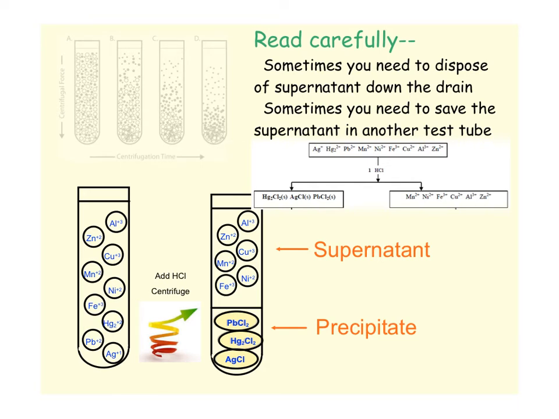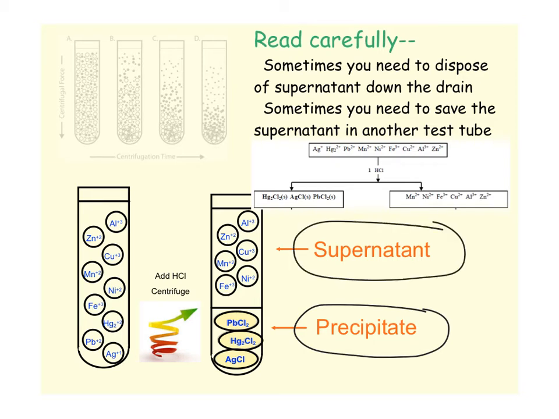As you're doing this lab, you're going to see some vocabulary. One word you're going to see is precipitate. This is the solid that forms at the bottom. But another word you might see that you're not familiar with is supernatant. And this is the liquid above the precipitate. So after you centrifuge, you'll often have liquid on top and solid on bottom. And sometimes it's going to ask you to just dispose of the supernatant, like just dump it down the sink. But other times you're going to need to save it. So make sure you're reading carefully what you're supposed to do with that liquid on top, because that liquid on top might contain some important ions or it might contain nothing. So just make sure you're reading that very specifically.